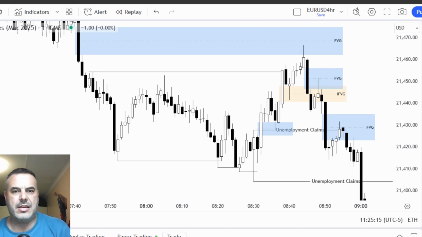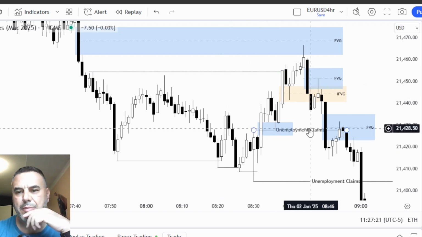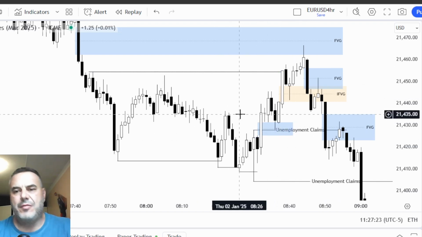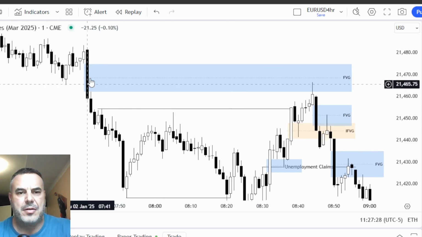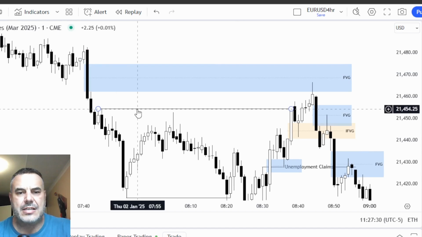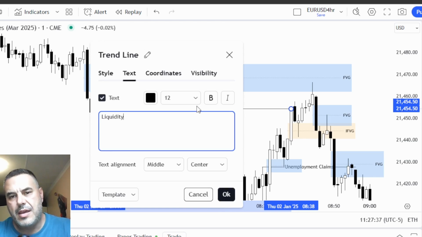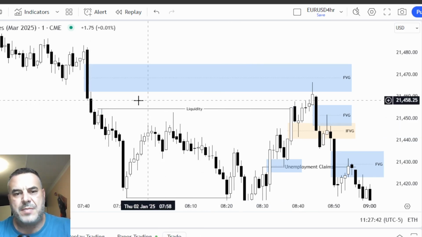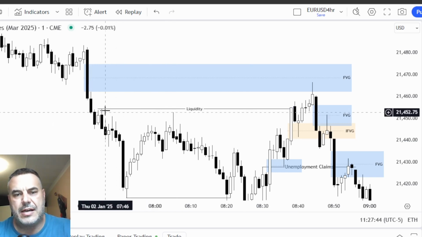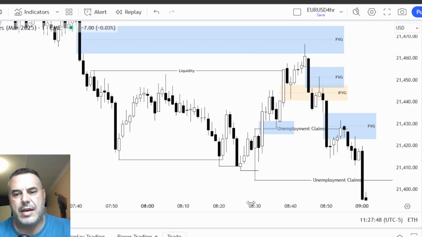Today we have the unemployment claims, and before that I marked out this fair value gap and said, alright, so there's liquidity up here, liquidity, and I was expecting price, because there's liquidity that high and that high, and there's this fair value gap. And at the time it was before 8:30.